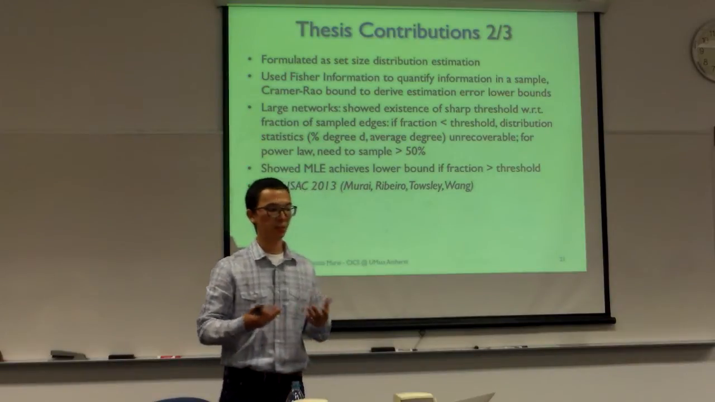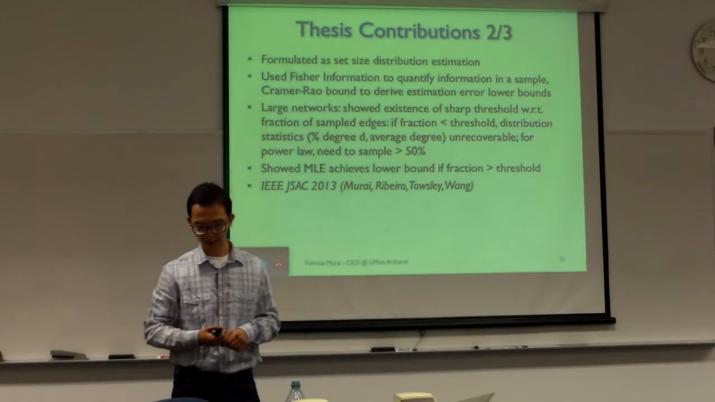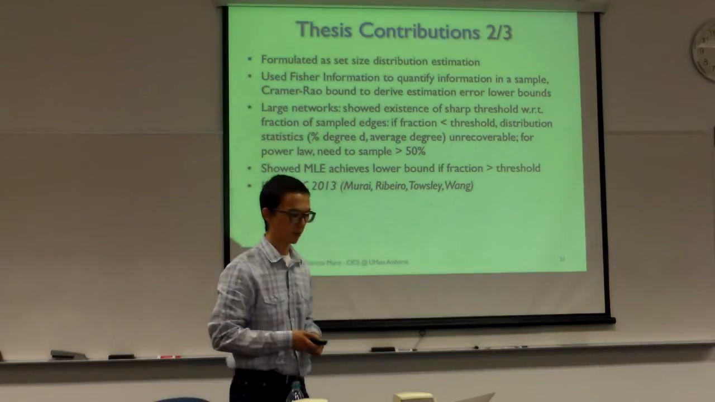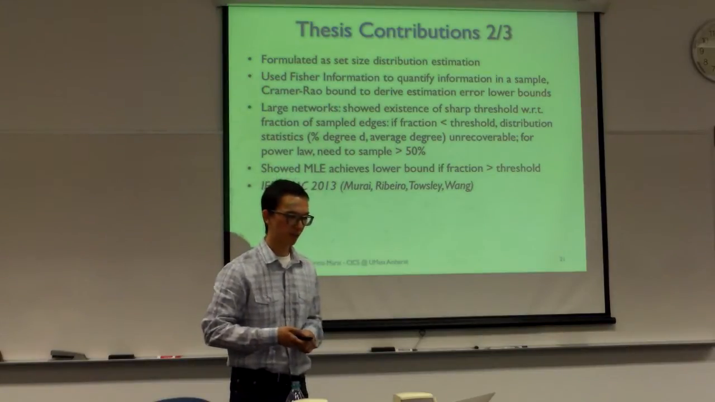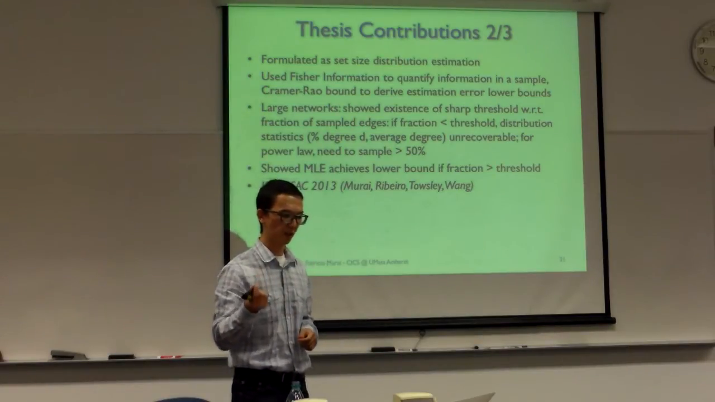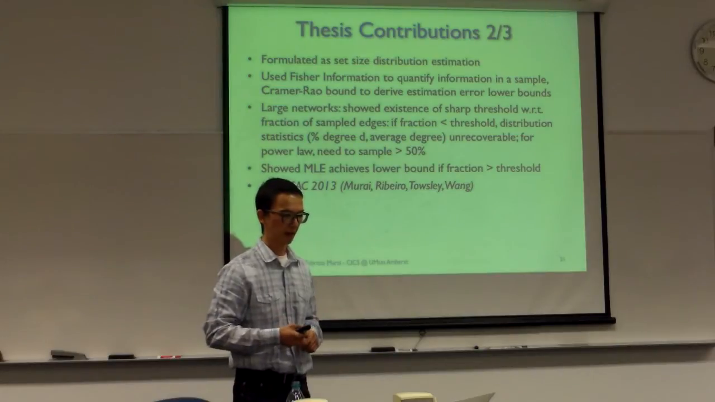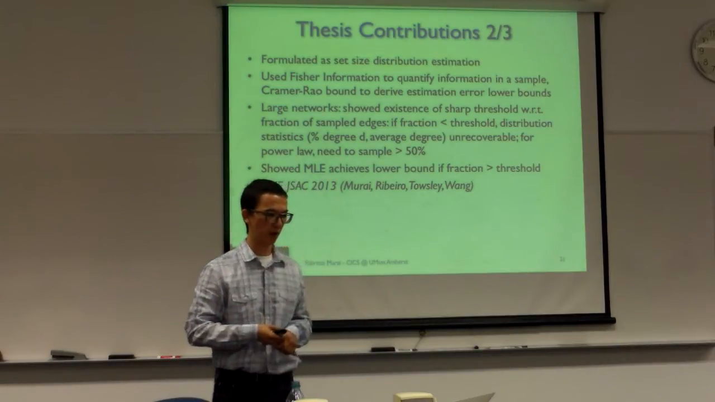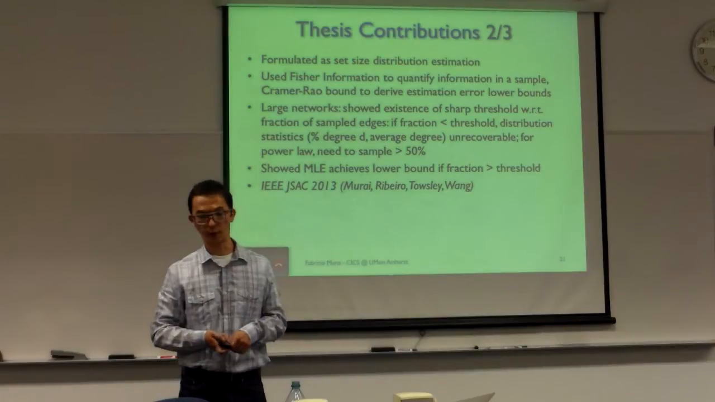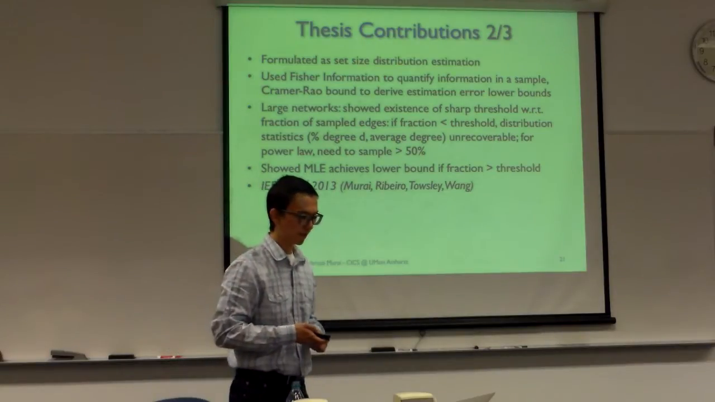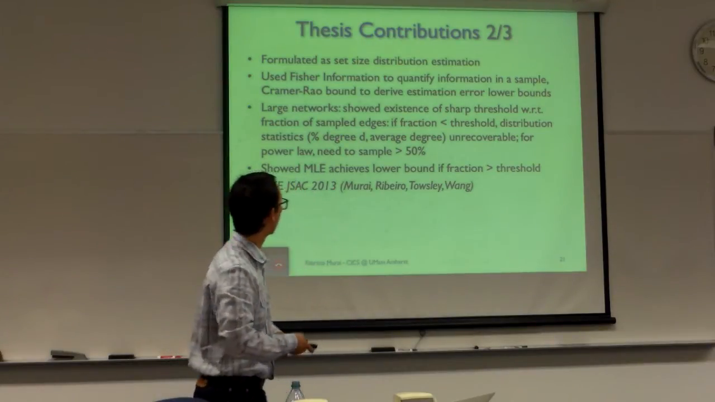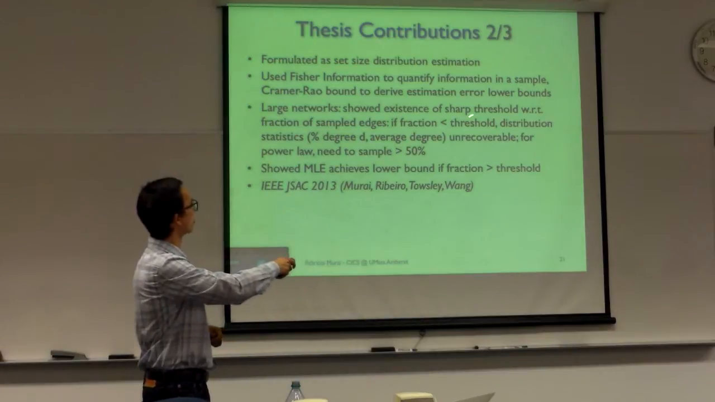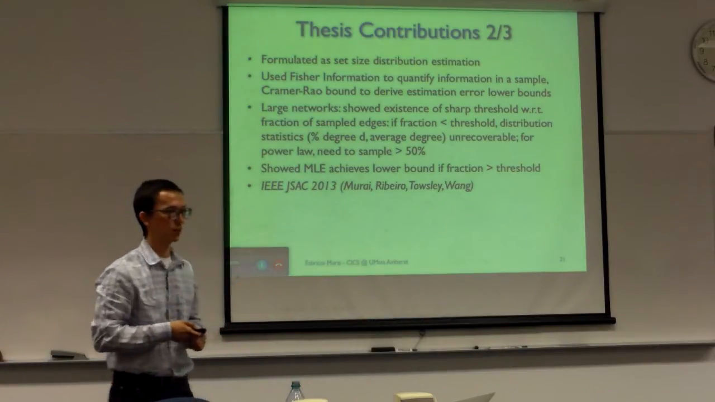We formulated this problem as the more general set size distribution estimation problem, and used Fisher information to quantify the statistical information in a sample, and then applied the Cramér-Rao bound to derive estimation error lower bounds. We show that for large networks, there exists a sharp threshold with respect to the fraction of sampled edges.